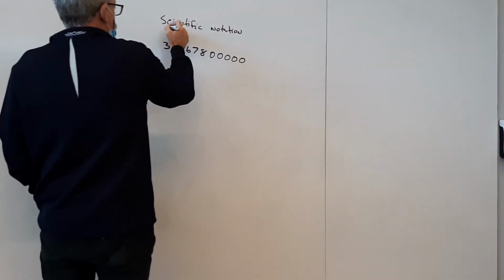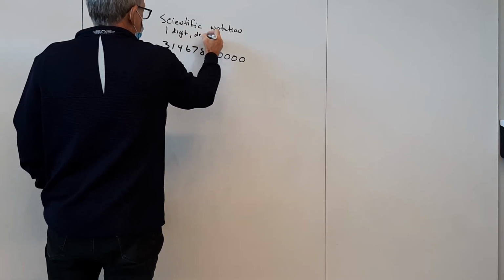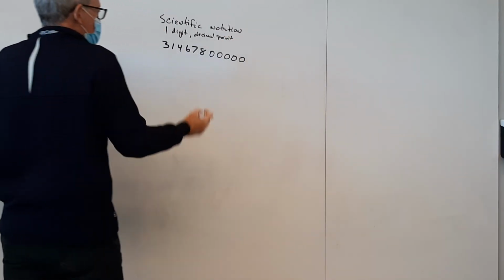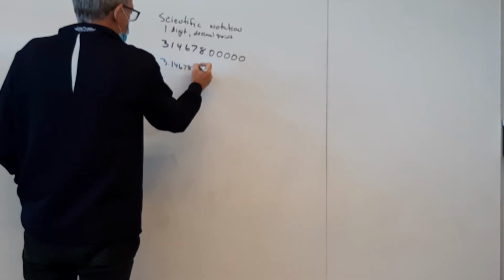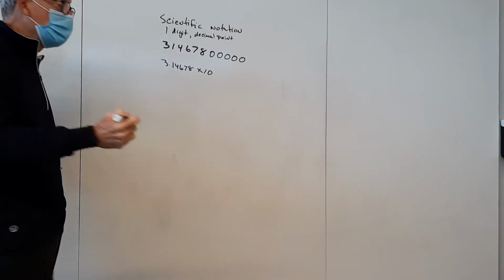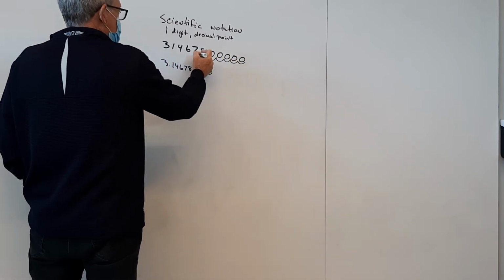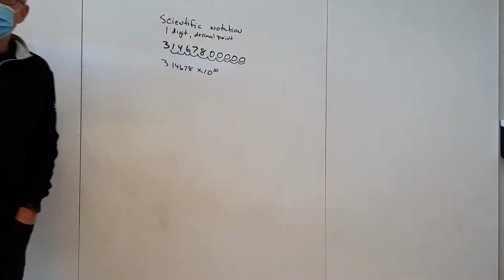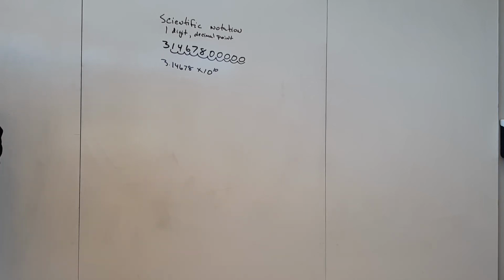The number in front is always going to be one digit, then the decimal point. So in this case, it would be 3.14678 times 10 to what power? Well, we're just going to count. We start here and go 1, 2, 3, 4, 5, 6, 7, 8, 9, 10, so times 10 to the 10th. Each place you move over is another power of 10.